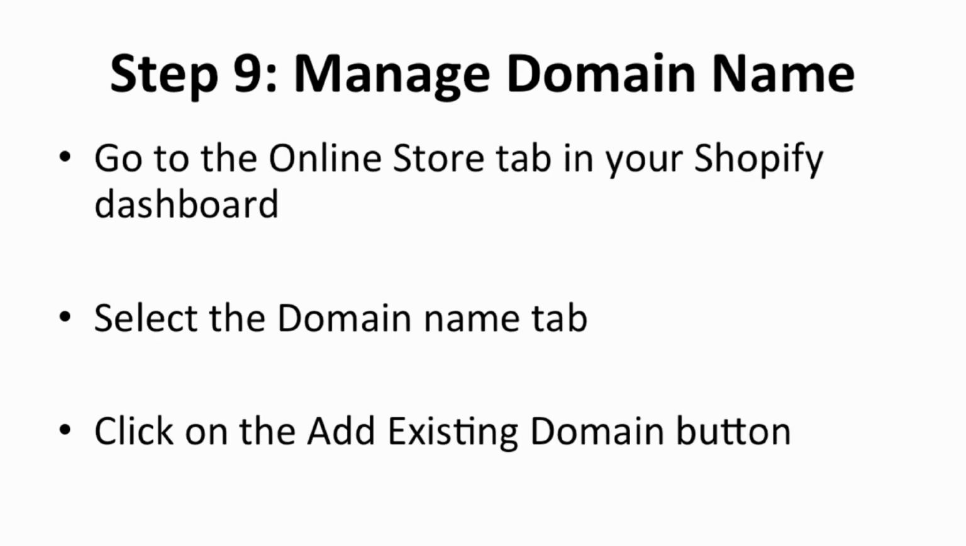In this next step, you will need to manage the domain name. For this, navigate to the Online Store tab in your Shopify dashboard. Click on the Domains option on the left and click on the Add an Existing Domain button, which is located in the upper right corner. Fill in the URL to your old store and click on the Add Domain button.